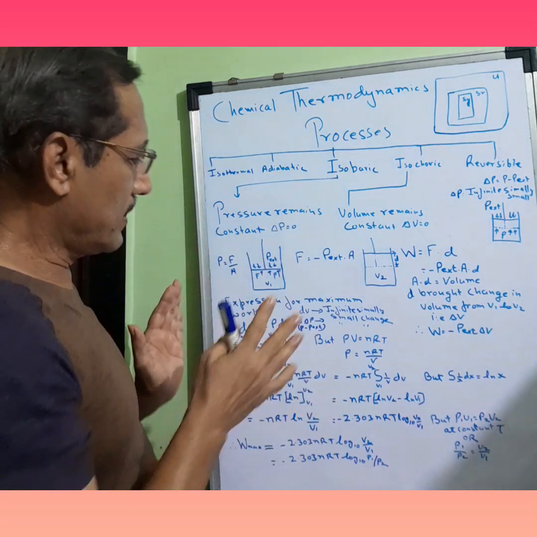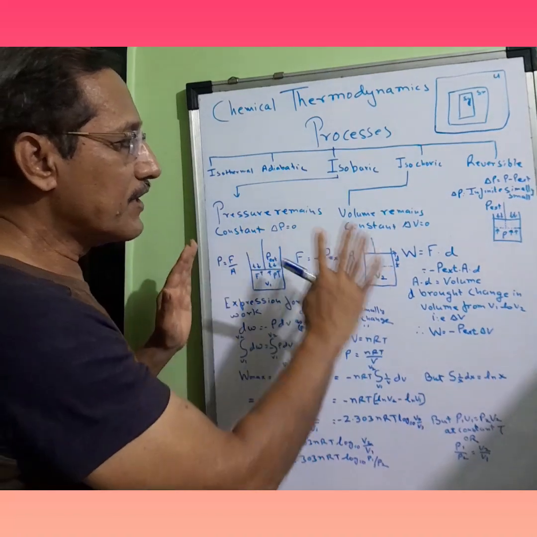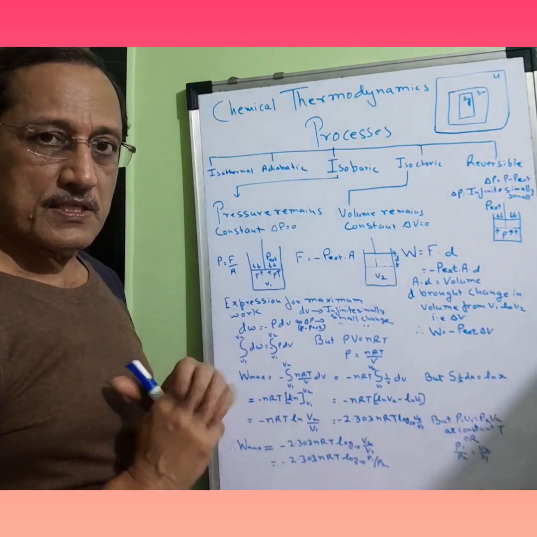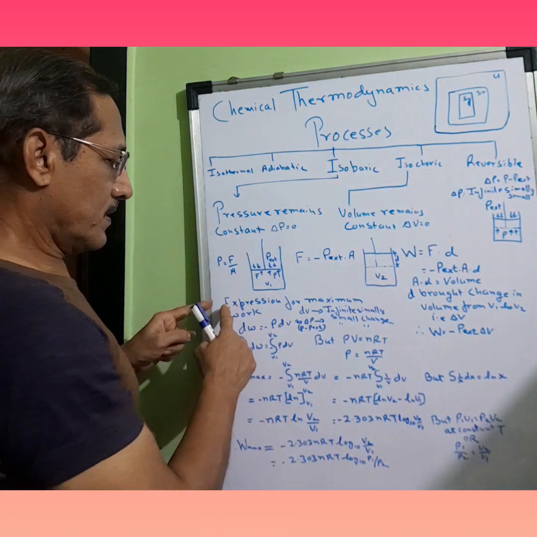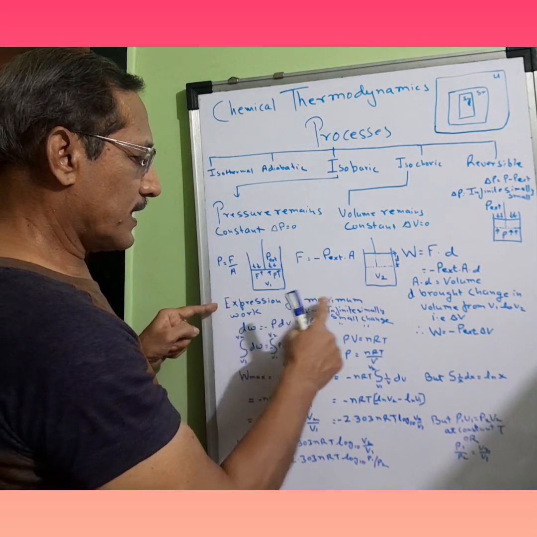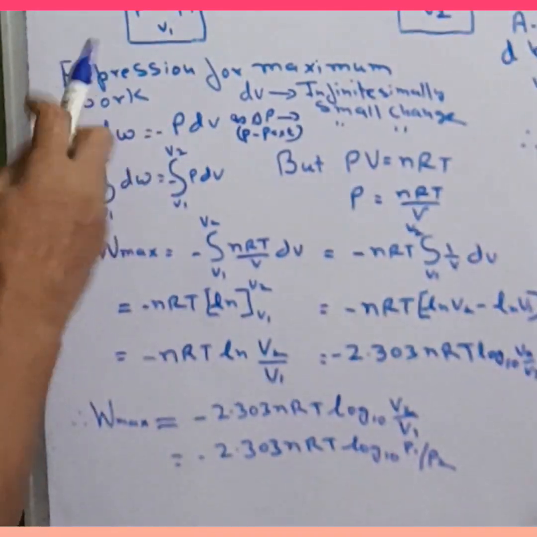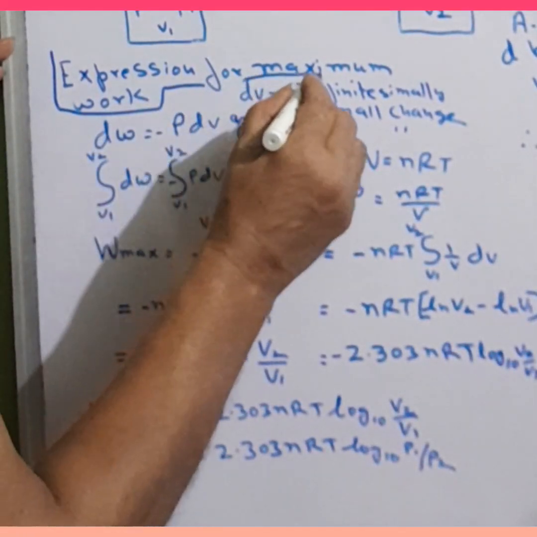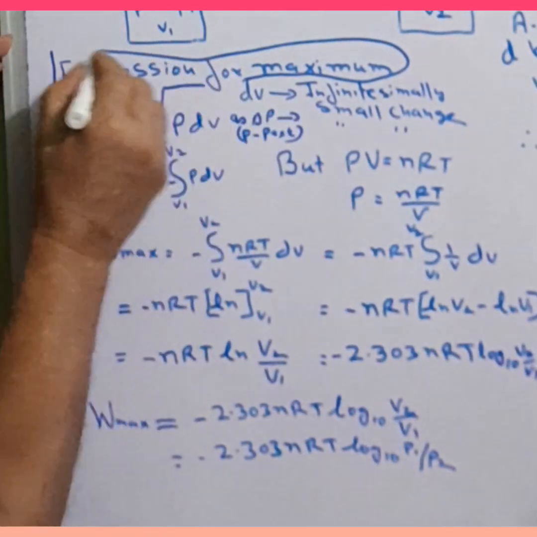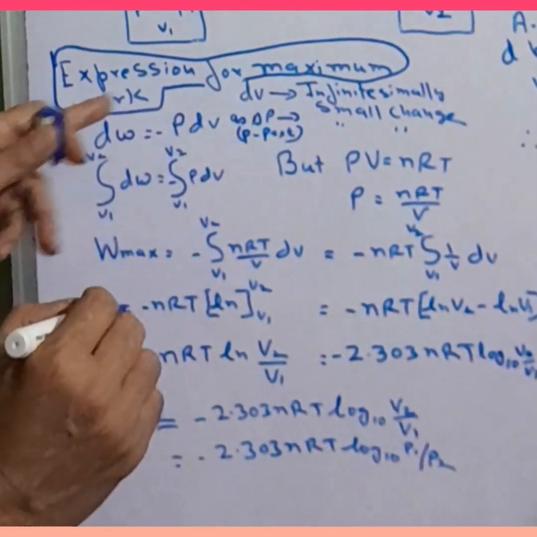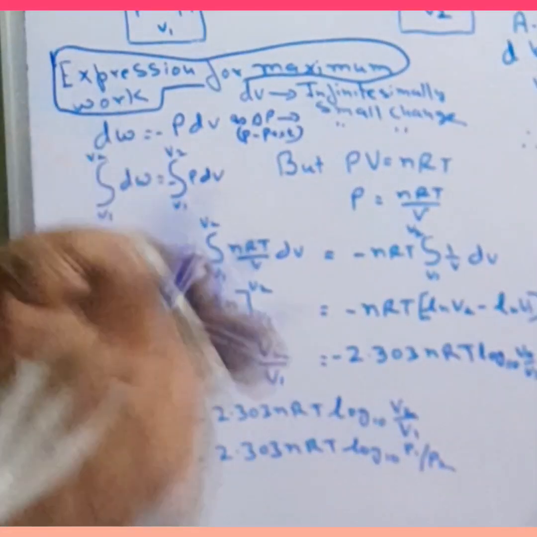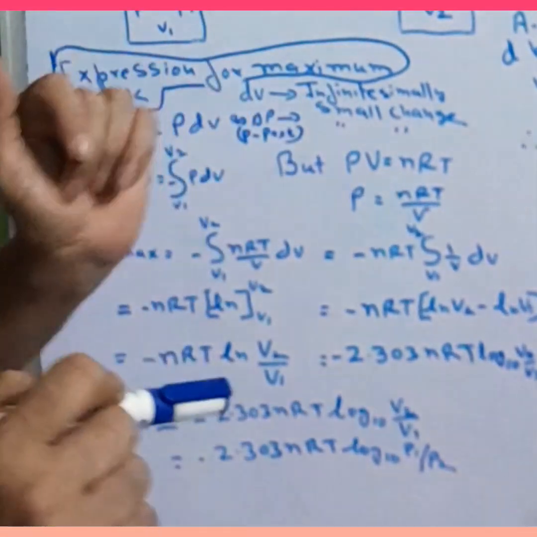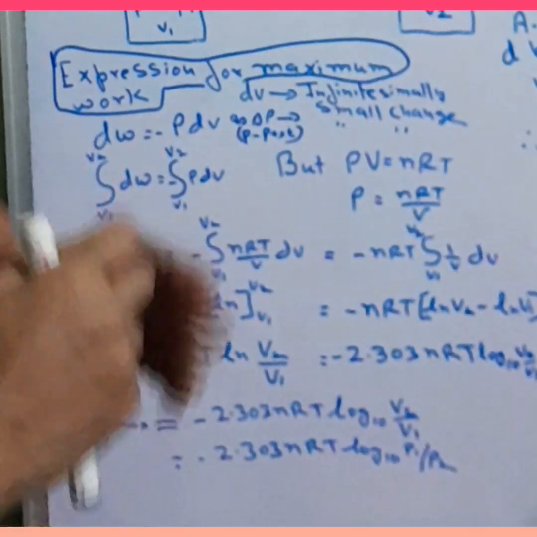Okay, let's come back to deriving an expression for the reversible process. In a reversible process, that is the expression for getting maximum work. This expression is for maximum work, for getting back maximum work. Why? Because there's no loss of heat owing to friction between the piston and the wall of the cylinder.